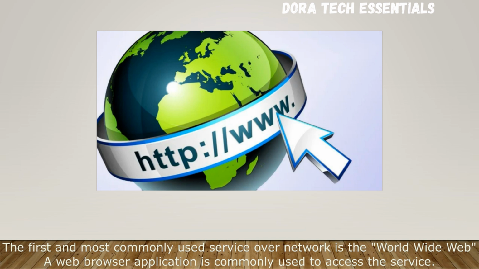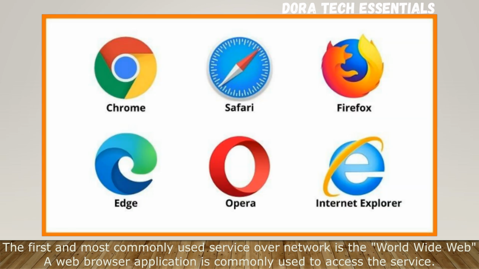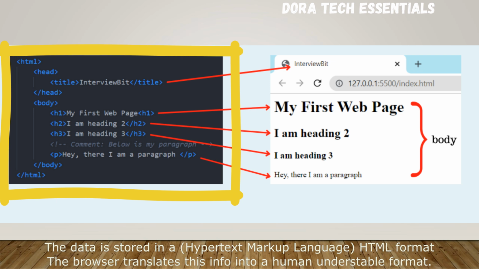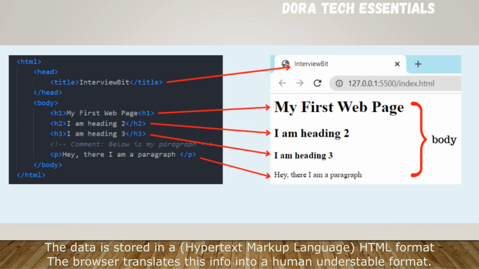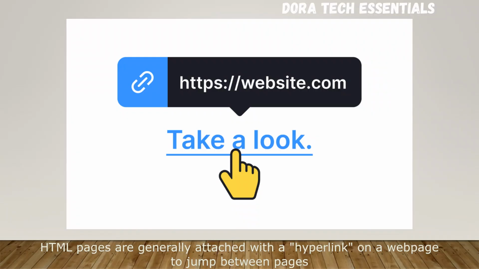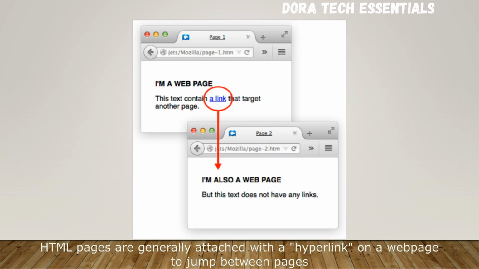The first and most commonly used service over the network is the World Wide Web. A web browser application is commonly used to access the service. The data is stored in a hypertext markup language or HTML format. The browser translates this info into a human understandable format. HTML pages generally have hyperlinks on a web page to jump between pages.